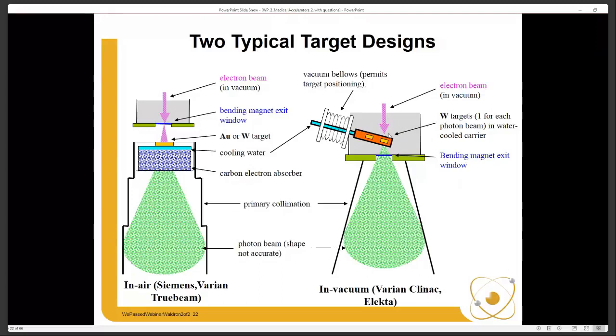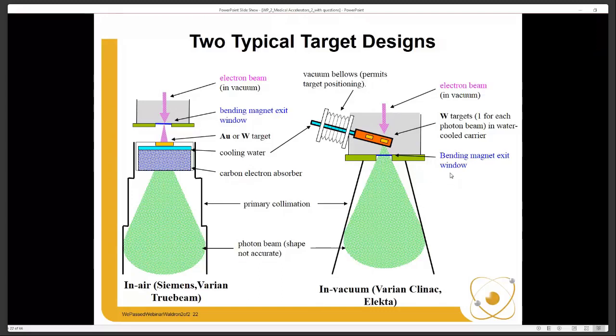The electron beam strikes the target. Technically, it's still inside the bending magnet magnetic field, and so I don't need that electron absorber. The electrons are generally swept out of the photon beam. That means my bending magnet window can be much thinner. I enter the primary collimator, and there's my cone of radiation.